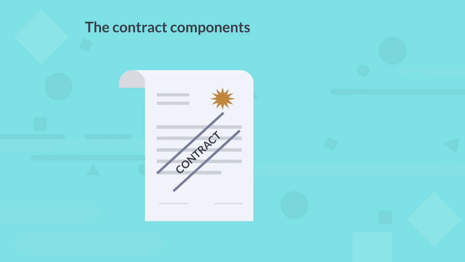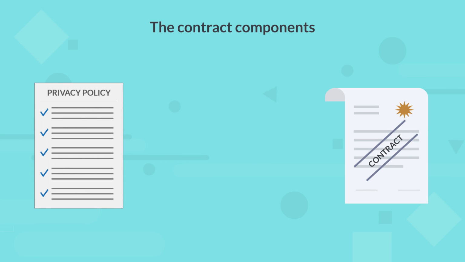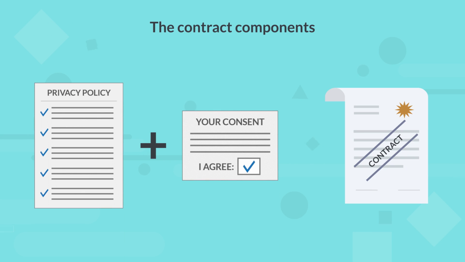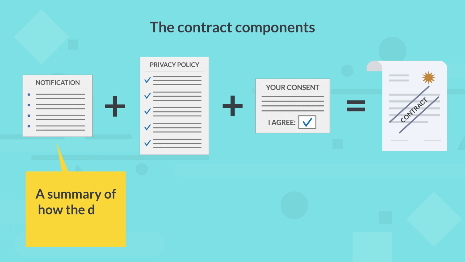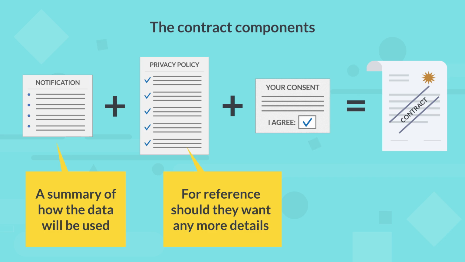Many believe that if you have a privacy policy which covers how the data will be used and a consent statement which the customer agrees to, you have a contract. In fact, legally, the customer should be presented with a notification statement which summarizes how the data will be used, a privacy policy which they can refer to for more details, then a consent statement which allows them to agree to the conditions.